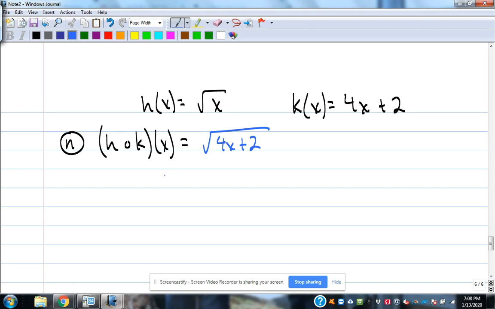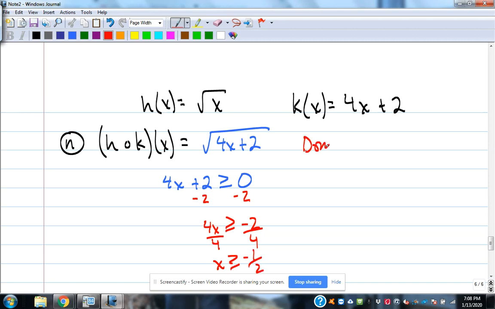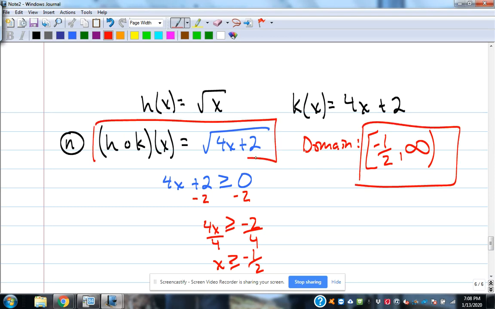Close. That's part of it. That's the other part of it. Both. It's greater than or equal to 0. And then solve that. Minus 2. 4x greater than or equal to negative 2. Divide by 4. X is greater than or equal to negative 1/2. So our domain is from negative 1/2 to infinity. And there's our composite function there.